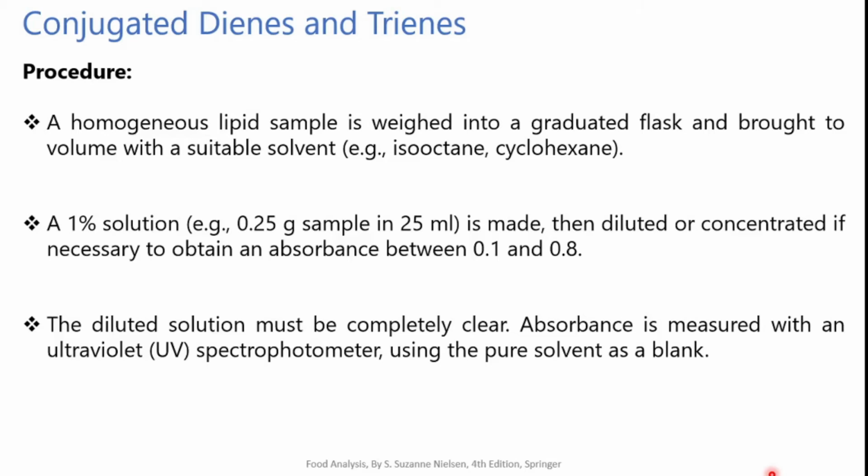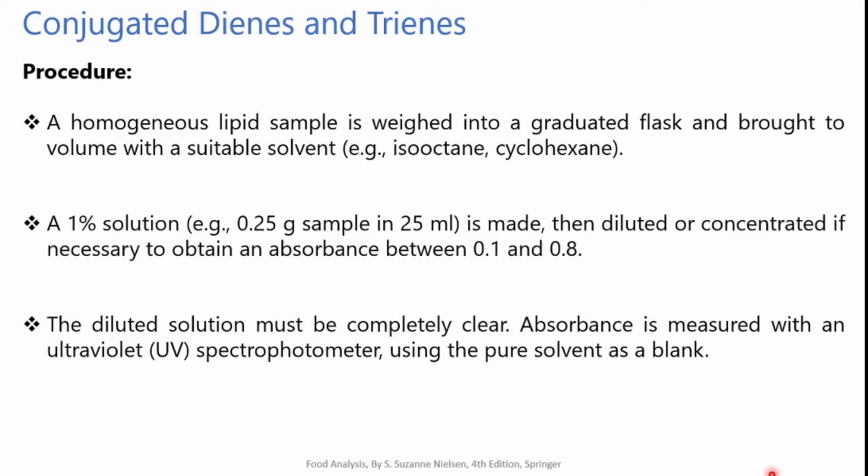As we know, the absorbance should be between 0.1 and 0.8, so absorbance is not greater than 1. The diluted solutions must be completely clear so that we can get a proper absorbance. Absorbance is measured with an ultraviolet spectrophotometer using the pure solvent as a blank. As we have known, the solvent is used as the blank.